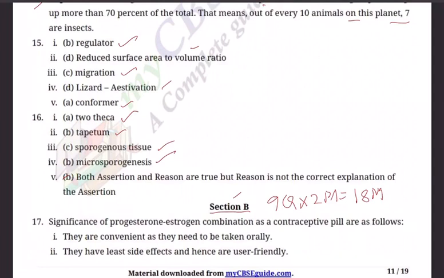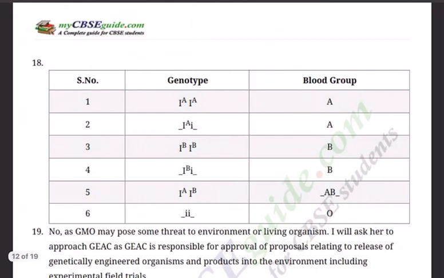What is the significance of progesterone-estrogen combination as a contraceptive measure? Answer: the significance of progesterone-estrogen combination as a contraceptive pill is as follows. Number 1, they are convenient as they need to be taken orally. It's an oral tablet. Second, they have least side effects and hence are user friendly. That's why it is always easy to take.